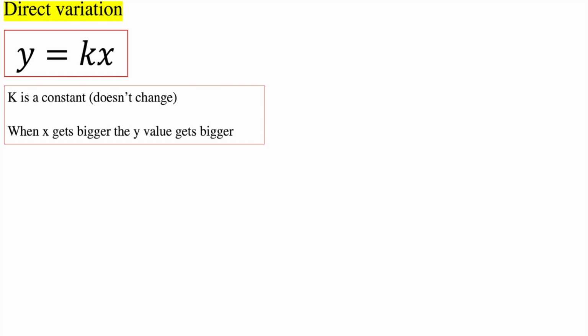Okay, in this video, we are going to go over direct variation, and we're going to solve two concrete problems. But before we do, it's important to go over what direct variation is. Direct variation has a formula: y is equal to k times x. K is a constant, it does not change. And the main idea is when x gets bigger, then the y value also gets bigger. So if x gets bigger, then the y value also gets bigger.